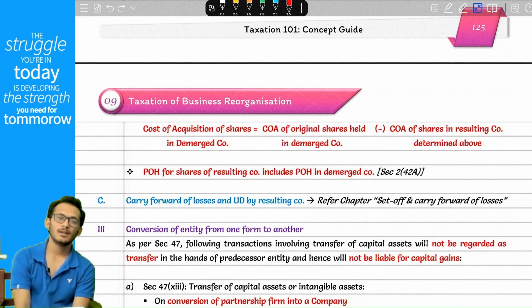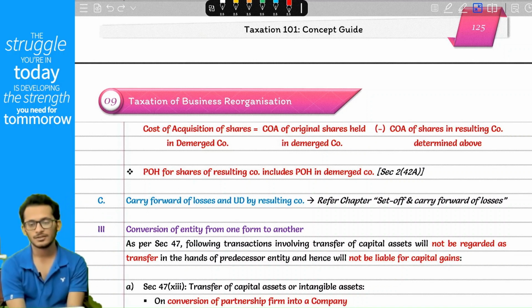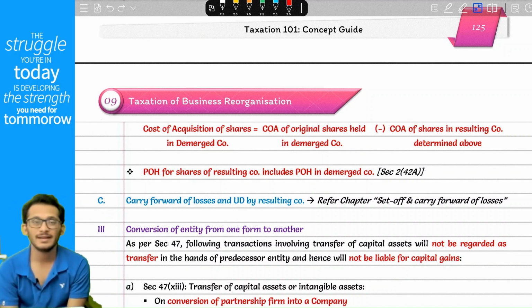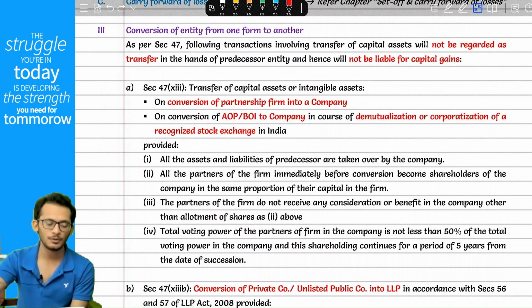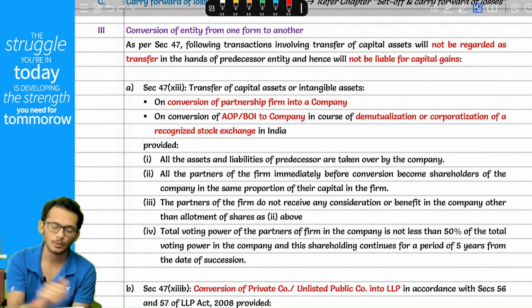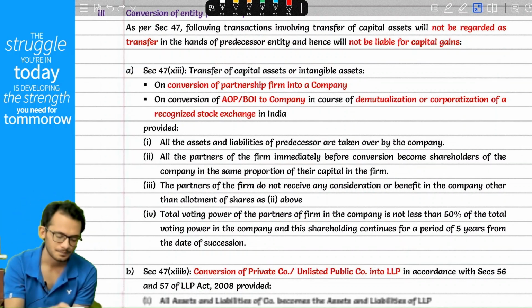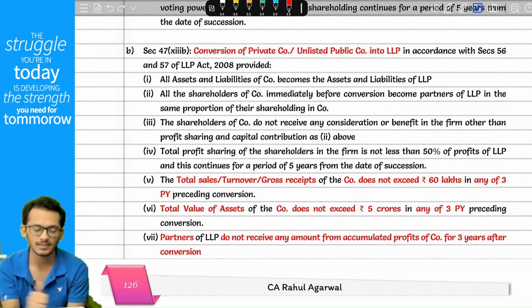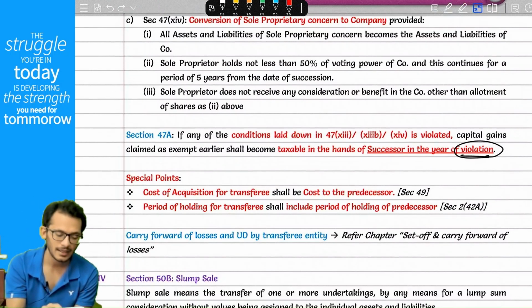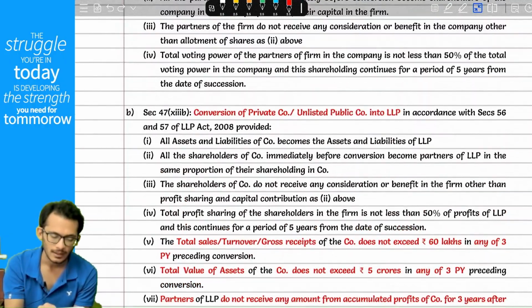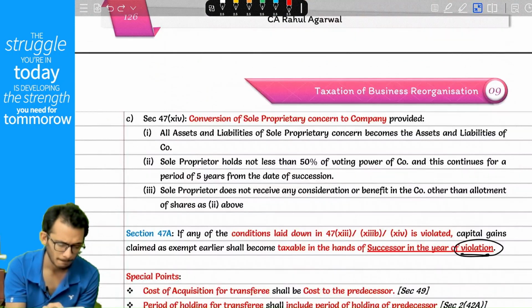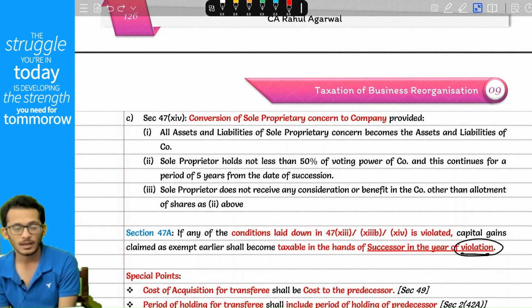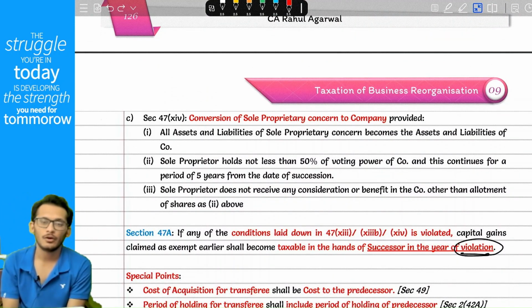Moving on to the last one, called conversion. Income tax says that if you are planning to convert one entity to another entity, what are the kind of conversions I have told? It is conversions between partnership firm to a company, AOP or BOI to a company for recognized stock exchange, any kind of private company or unlisted public company into LLP. There is an individual also, no? Any kind of individual concern to company. In all these transactions, the transfer will not be regarded as taxable in nature.